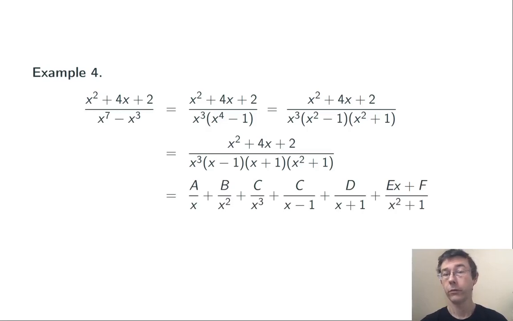So the form of the partial fractions decomposition here is going to have 3 terms for the x cubed in the denominator, a over x plus b over x squared plus c over x cubed. It's going to have 1 term for the x minus 1 and 1 term for the x plus 1, c over x minus 1 and d over x plus 1. And then for the irreducible quadratic x squared plus 1, I have a linear term in the numerator, ex plus f, over that irreducible quadratic in the denominator, x squared plus 1.